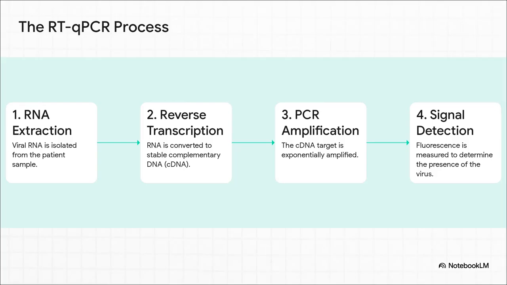And then we have the gold standard, right? RT-qPCR. It's fast, it's sensitive, it's what we all rely on for diagnosing an active infection. We go from RNA extraction to reverse transcription, amplification, and then signal detection. But, and this is a big but, the number it spits out at the end is way more than just a yes or a no.